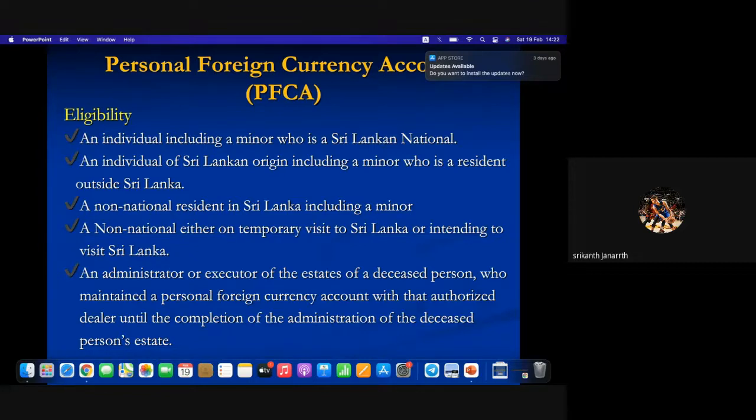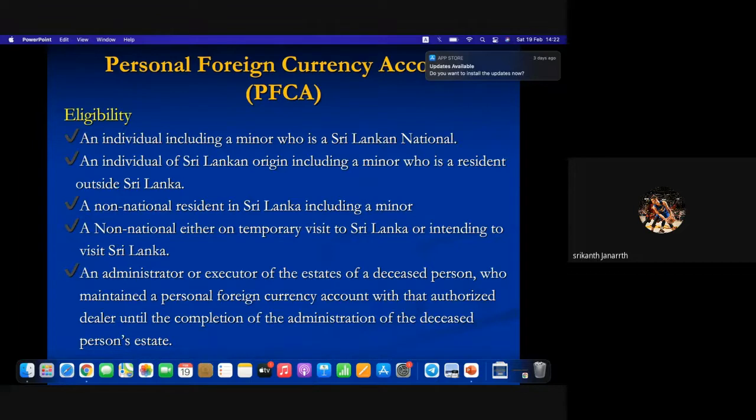Anybody residing here, any person of Sri Lankan origin living abroad, including a minor, or foreign people who are on a resident visa, including minors, can open, right? A foreigner who intends to come on a temporary visit to Sri Lanka can open. So you know all those four categories.